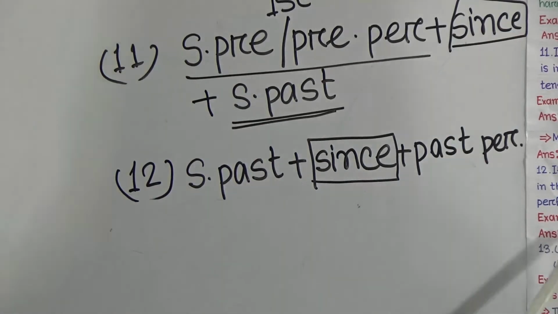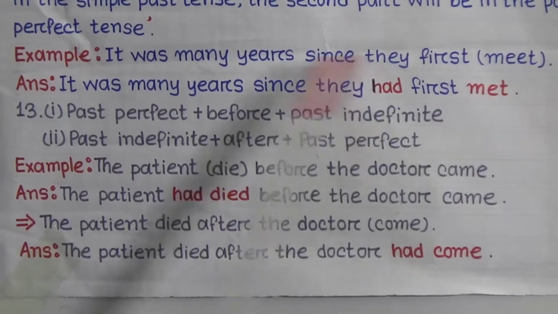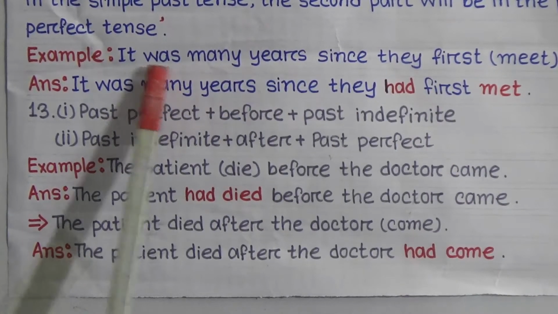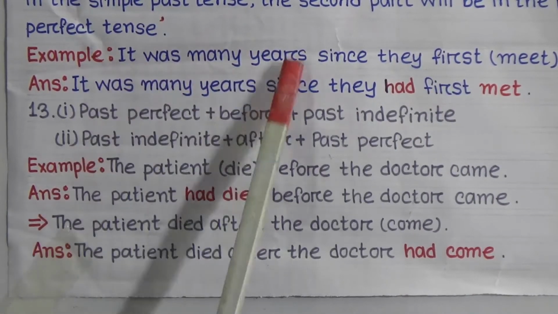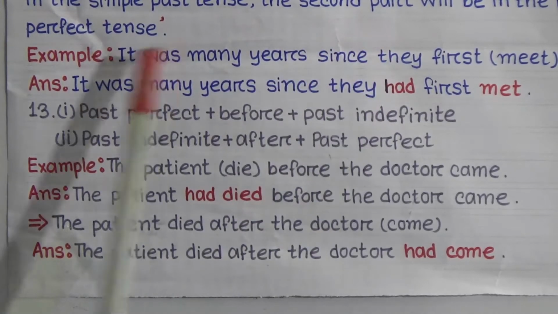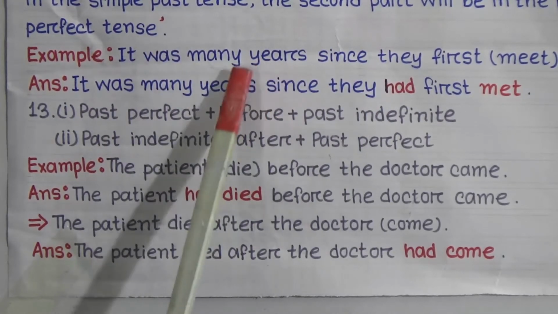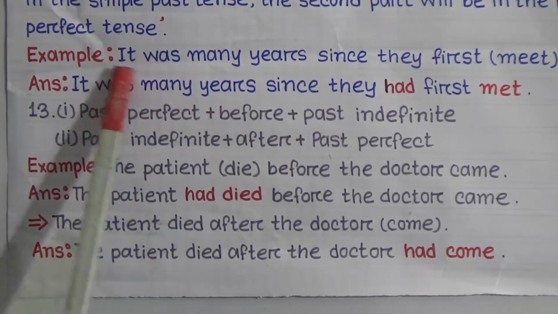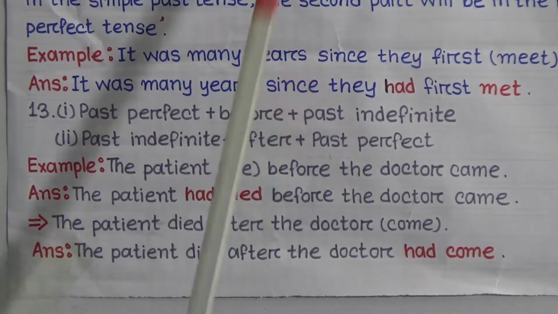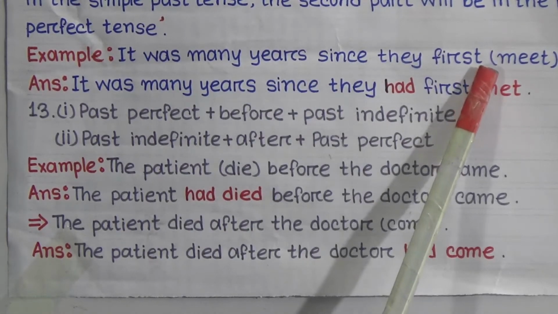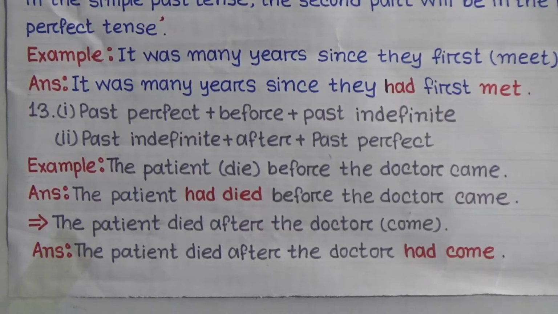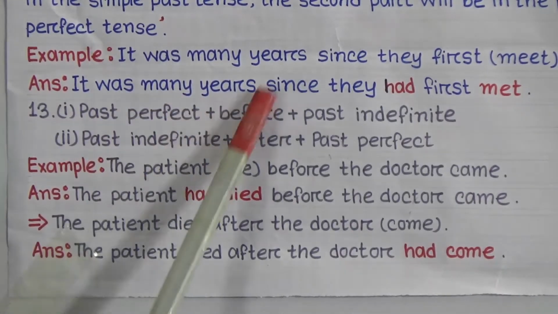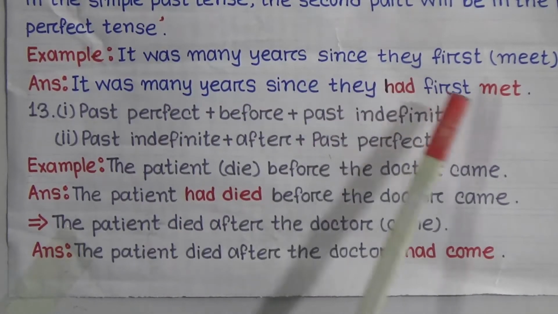And with this example, look, it was many years since they first (met). So look, it was many years. The first part, this belongs to since, and the first part is it was many years. It is in past indefinite tense, was. So second part will be in past perfect tense. So look, it was many years since they had first met.